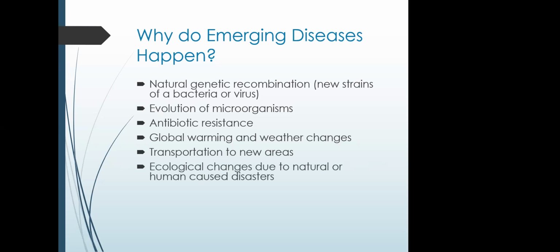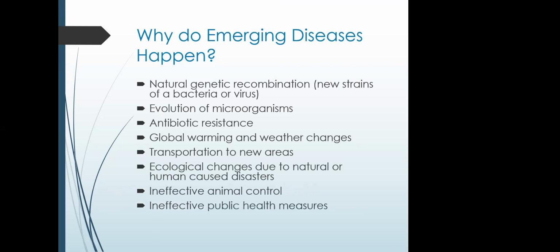Ecological changes due to natural disasters, human-caused disasters. So, hurricanes, floods, even warfare, that kind of stuff could also cause emerging diseases. Ineffective animal control. Rabies would be one of the biggest ones with this. Not vaccinating animals for certain diseases. That can certainly be a very scary one.